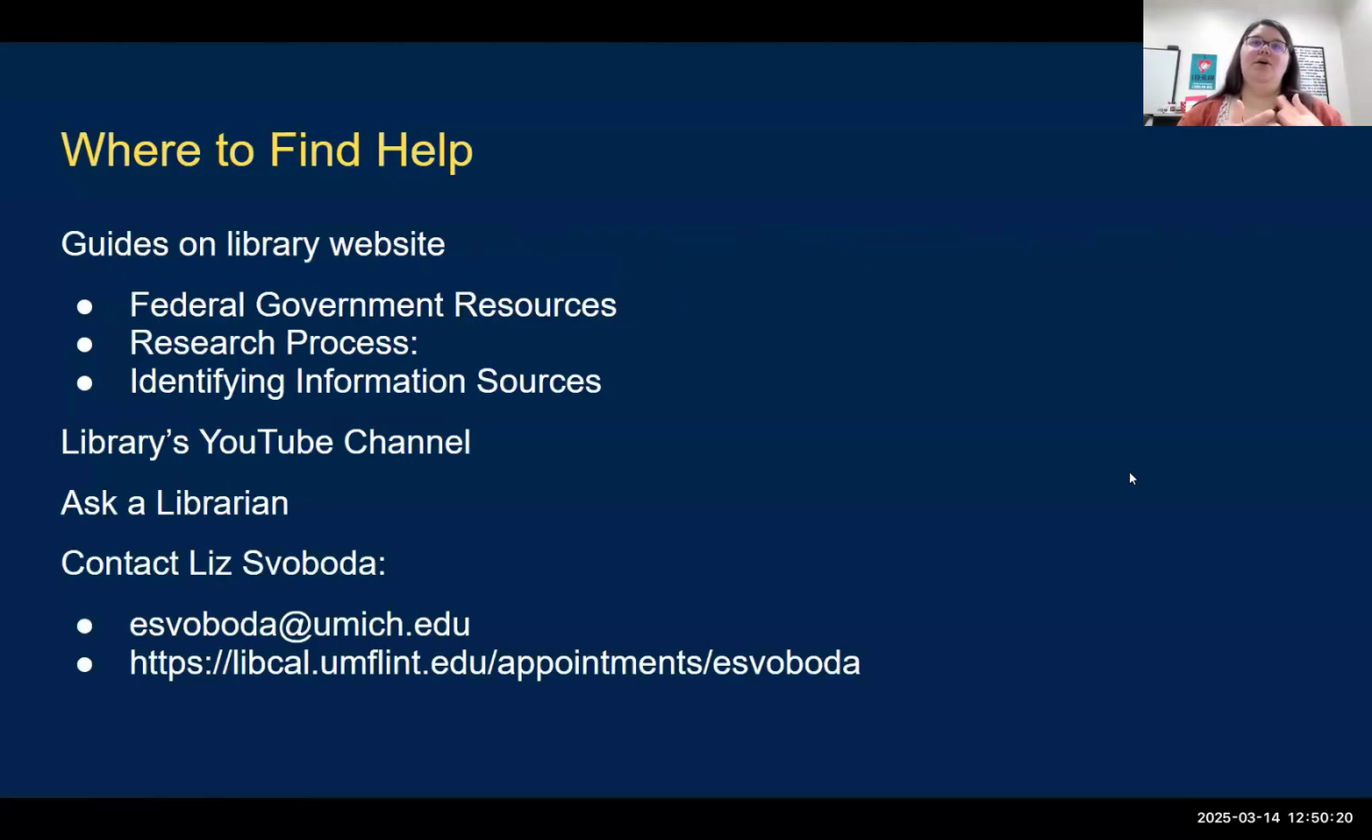So where to find help? The federal government resource page at the library, we have a lot of great information stacked there. The research process guide on the library site also has information about evaluating sources and identifying information sources. Even that page talks about what a primary source is versus tertiary and everything like that. The library's YouTube channel has a lot of great webinars and other things that we've listed. Always feel free to ask a librarian on our page, and then you can again contact me directly.